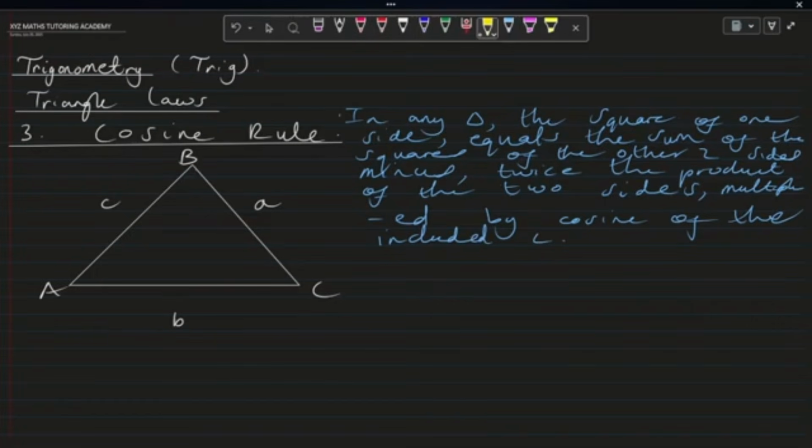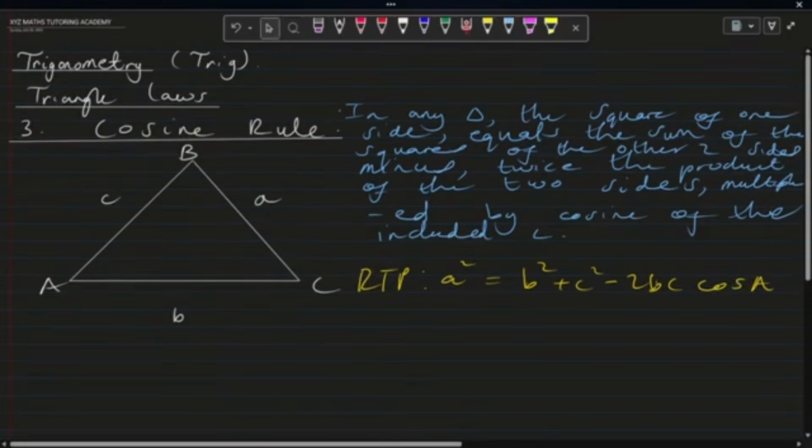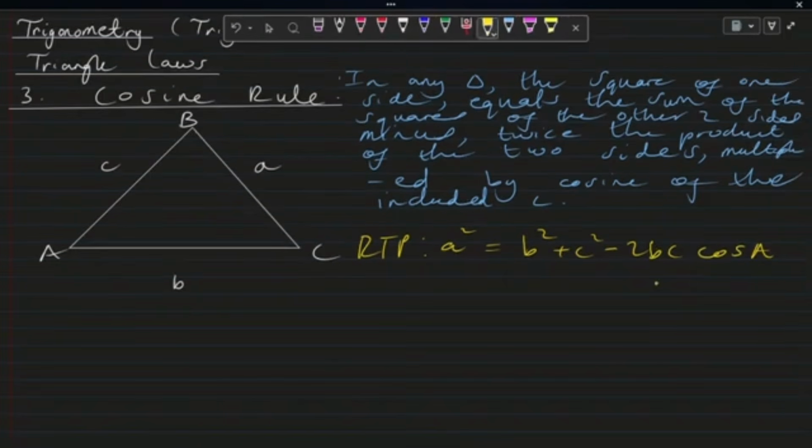Okay, so let's prove this theorem. Required to prove that a squared is equal to b squared plus c squared minus 2bc multiplied by cos of A. Okay, so this is what we are trying to prove, and then of course we need the construction.